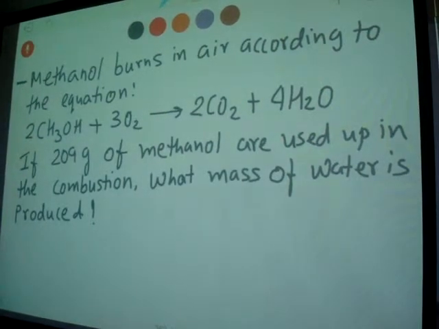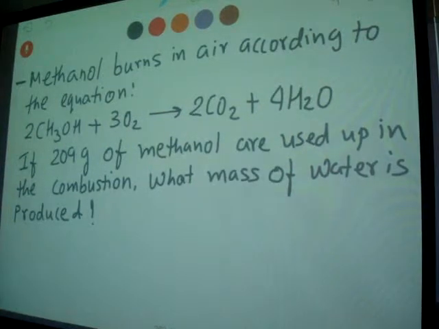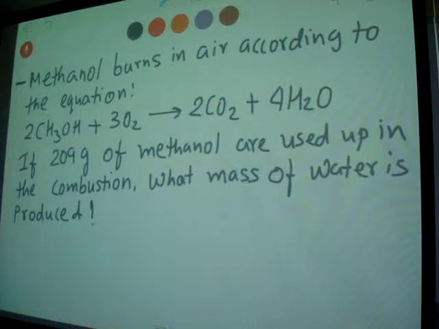Alright, so methanol burns in air according to this equation. 3 moles of methanol burns in the presence of 3 moles of oxygen. It produces 2 moles of CO2 and 4 moles of H2O. Alright, so now we need to find: 209 grams of methanol is used in combustion, what's the mass of water produced?